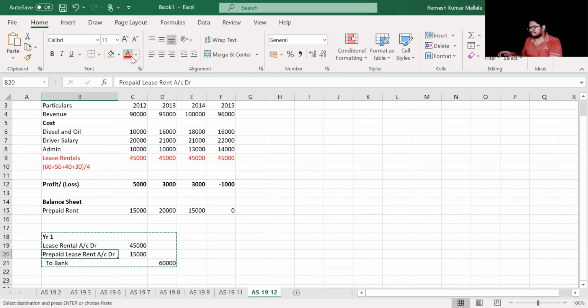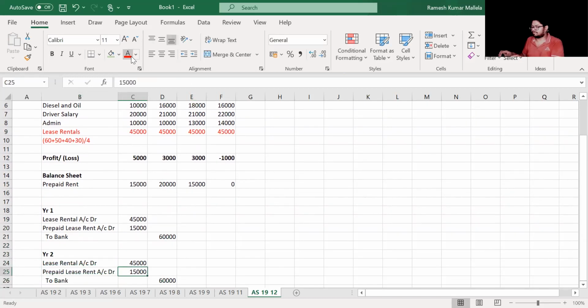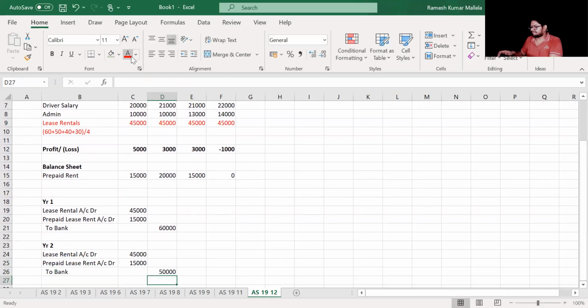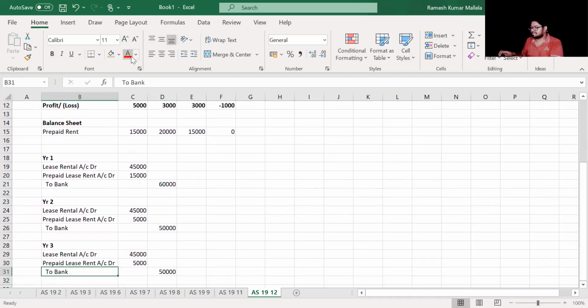Second year also almost the same entry comes. Year 2, if you observe, lease rental is 45,000. Here it is 50,000, no? So it's going to be 5,000. Prepaid lease rental will be 5,000. Third year, what will happen? You are consuming the prepaid rent in third year. In year 3, you are paying only 40,000. That means your prepaid rent will be consumed. To prepaid lease rent 5,000 you are consuming.